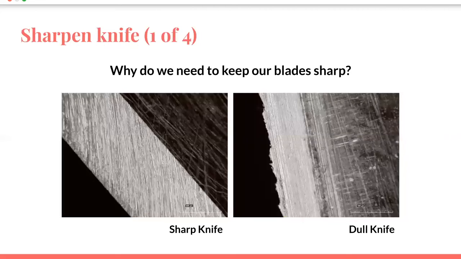The final topic is knife sharpening. These two photos you see now are a microscope view of the blade. And these photos tell you why you should keep your blade sharp. The reason you are not good at knife work is not because you don't have the skill. It's probably because you use a non-sharp knife.